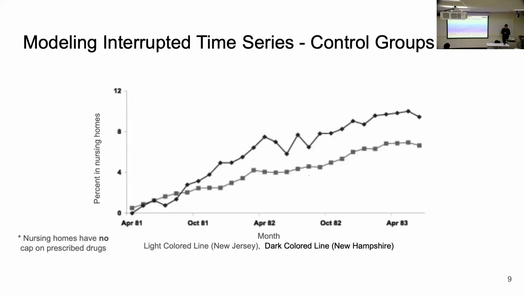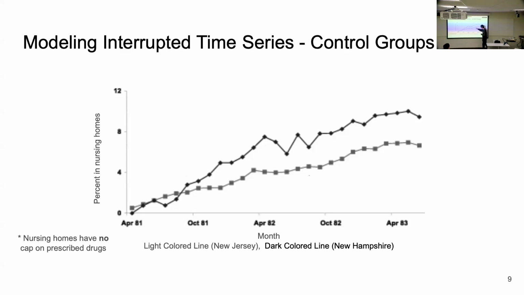Okay, last thing, still on this Medicaid cap of 3 drugs. We see that the dark line, it might be harder to see, but this top line is New Hampshire, and the bottom line is another state. The y-axis is the percent of participants in nursing homes. One note is I actually needed to look into the original paper to figure that out, but nursing homes have no cap on prescription drugs.